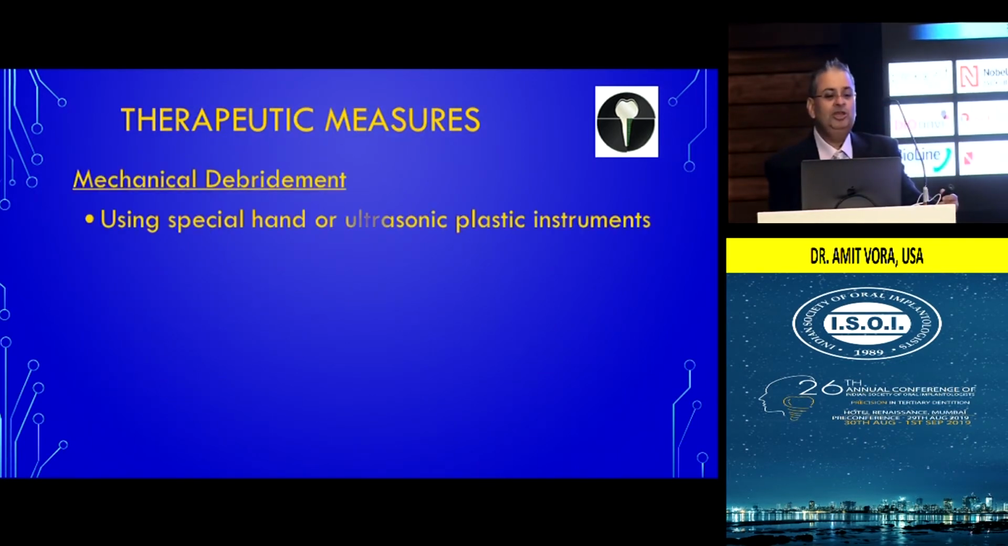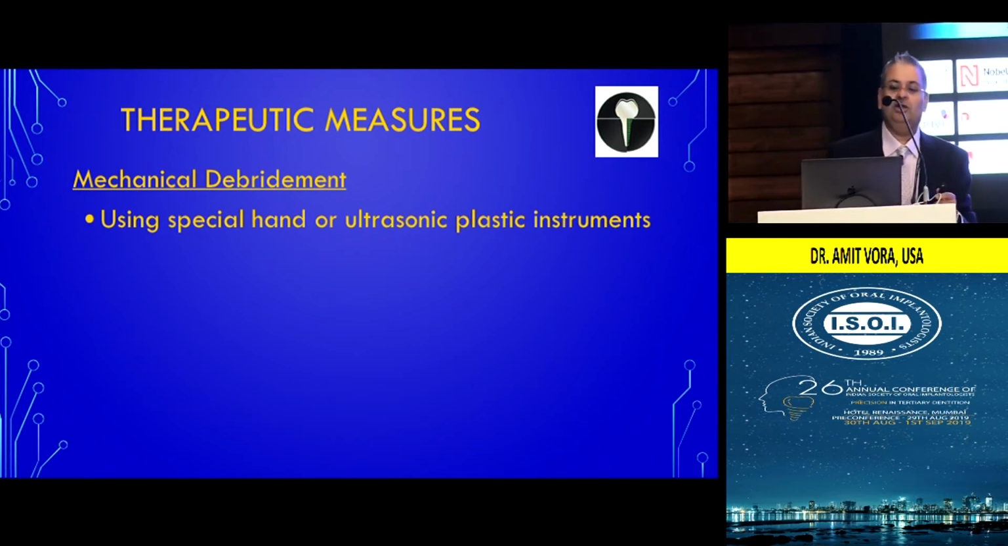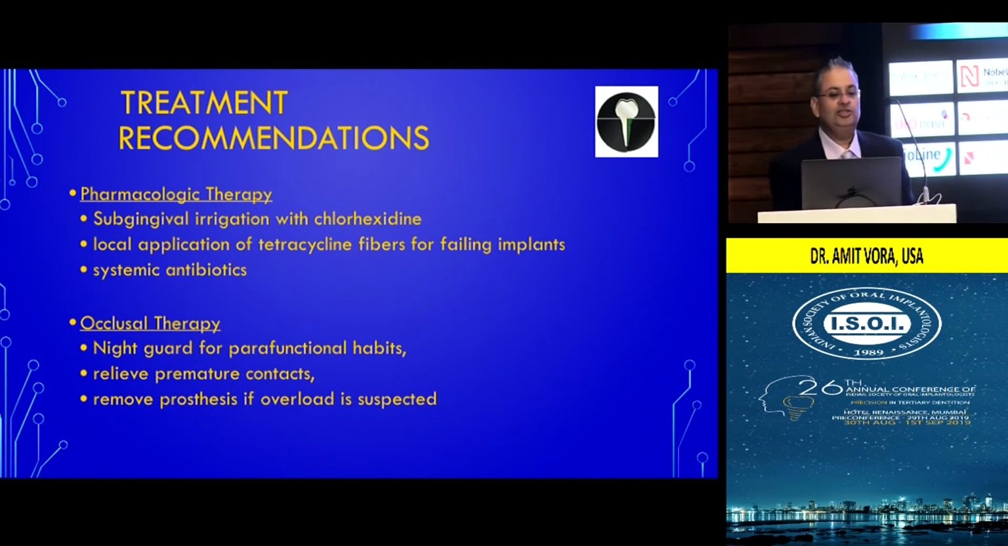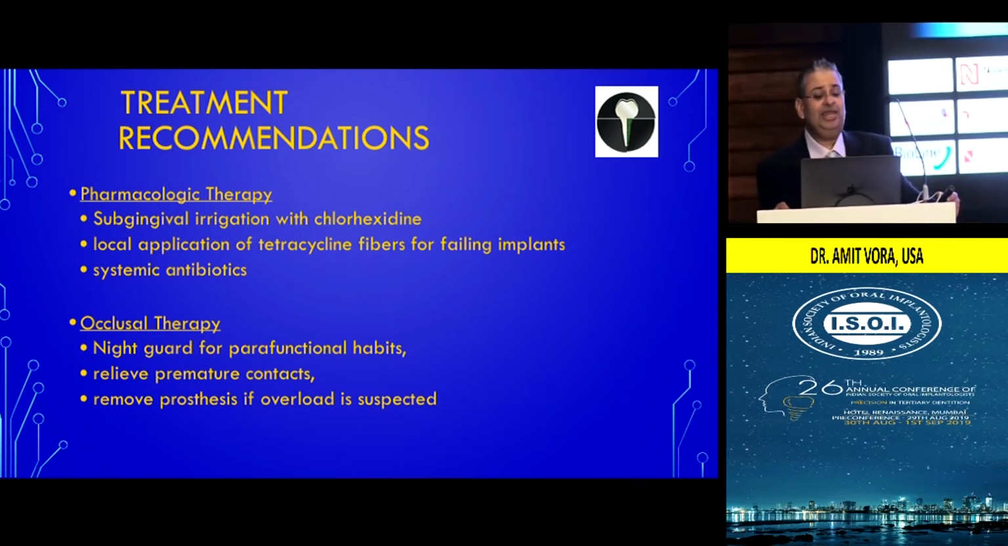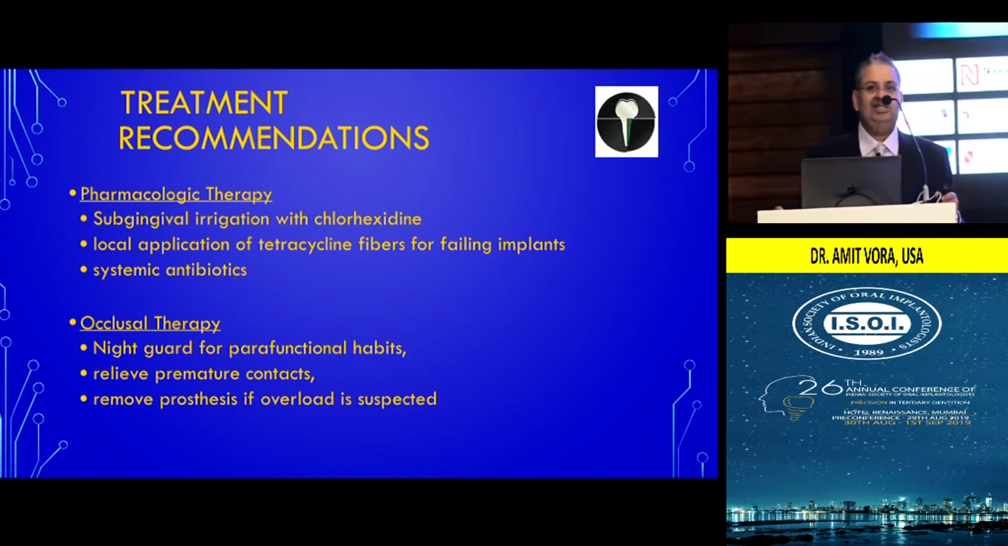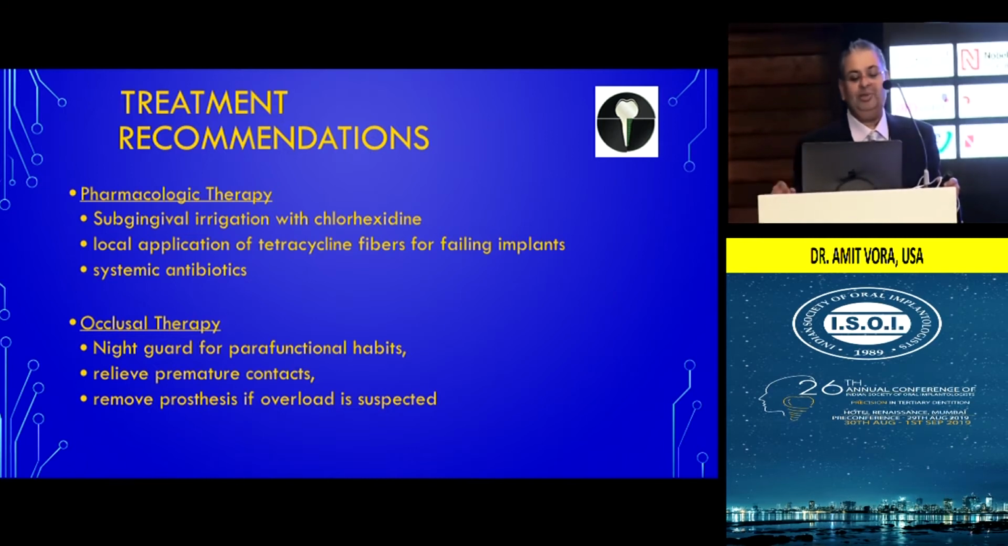Mechanical debridement usually uses special hand or ultrasonic plastic instruments. I usually don't like to use the hand plastic instruments because I don't think they really clean anything as well. So it's better to use the metallic instruments that are specifically made for implant surfaces. Pharmacologic therapy, again, is similar to what we discussed before, which is subgingival irrigation with chlorhexidine, possibly systemic antibiotics. Tetracycline fibers, I mention them because historically they have been used. They're not available anymore, but they used to be used when they were made.